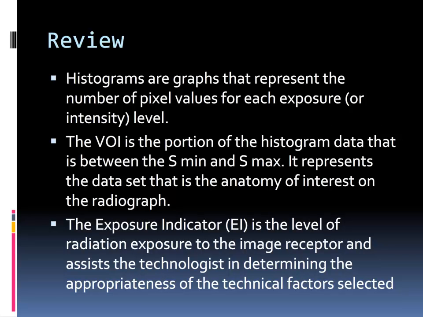In review, histograms are graphs that represent the number of pixel values for each exposure or intensity level. The volume of interest is the portion of the histogram data that is between the S-min and the S-max. It represents the data set that is the anatomy of interest on the radiograph. The exposure indicator, or EI, is the level of radiation exposure to the image receptor and assists the technologist in determining the appropriateness of the technical factors selected.